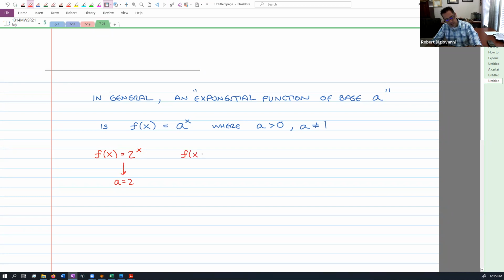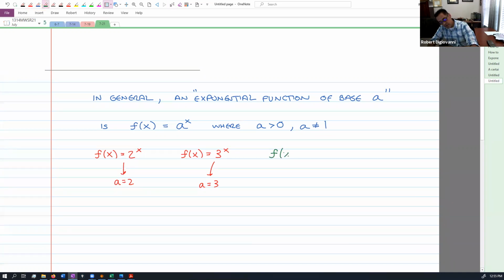F of x equals 3 to the x. That's the bacteria. Here, a is 3. You can do any exponential function as long as the base, that a, is a positive number and it's not 1, then it's an exponential function. So here's another example that I haven't given you.